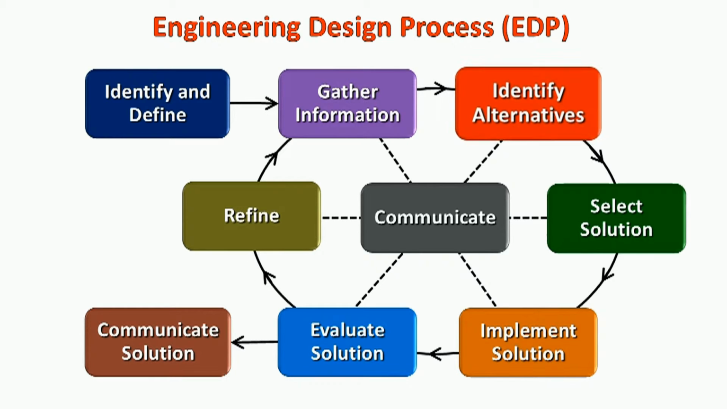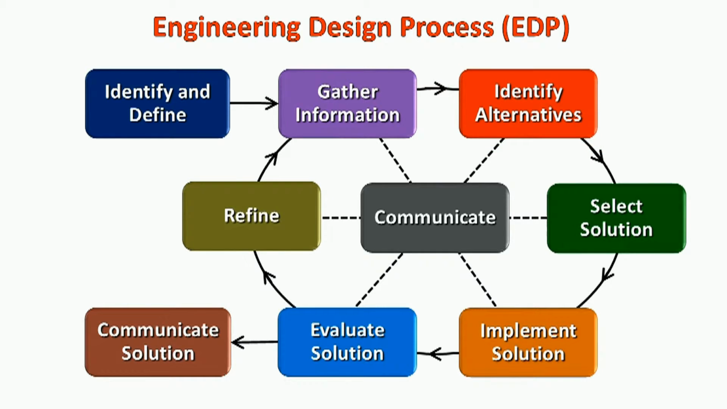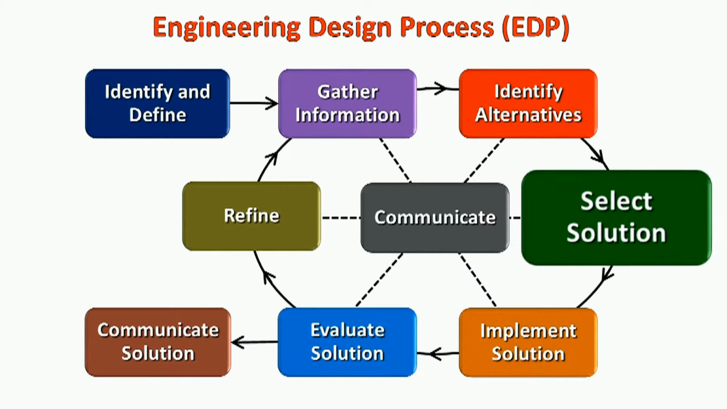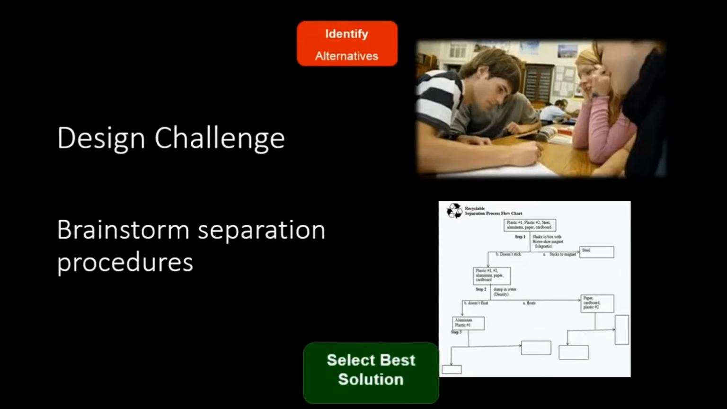The next step is to identify alternatives to solve the issue or need. These could be processes or products. Next, students select a solution which best answers the issue or need. Design challenge. Brainstorm separation procedures. Then select the best solution.